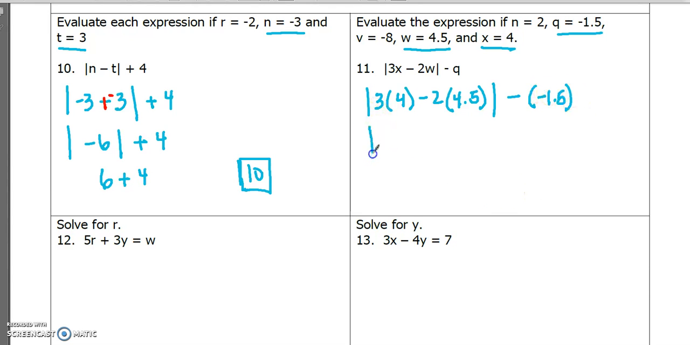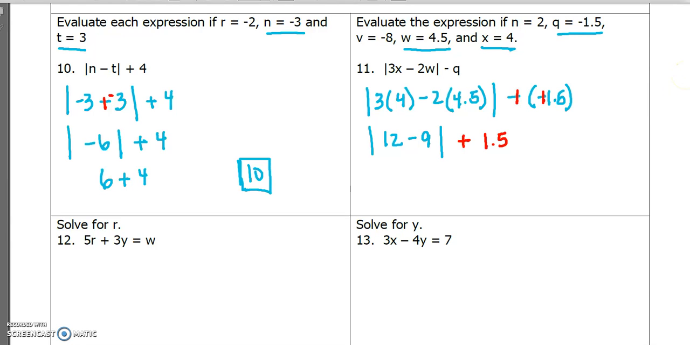So again, inside the absolute value bars, I have 3 times 4, which is 12. I have a negative 2 times 4.5, which is going to give me a negative 9. And then minus a negative, again, if we do the keep, flip, change thing, we're going to keep all this, we're flipping this, we're changing this. So in turn, it really comes out to be just a positive 1.5. Okay, so let's keep going.